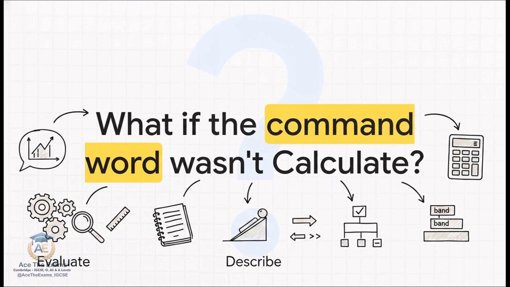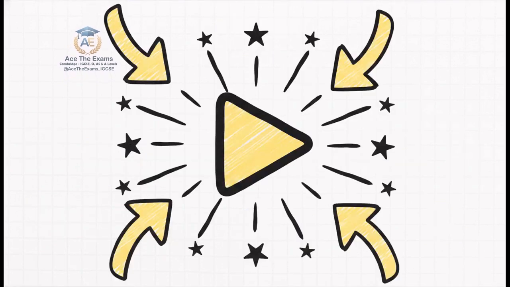But here is the final provocative thought I want to leave you with today. What if the command word wasn't calculate? What if the examiner asked you to evaluate the data or describe the practical investigation instead of just calculating the area? Well, this exact same mathematical answer might suddenly drop bands because different command words trigger entirely different mark schemes. Mastering unit consistency is really just step 1 of your exam strategy.